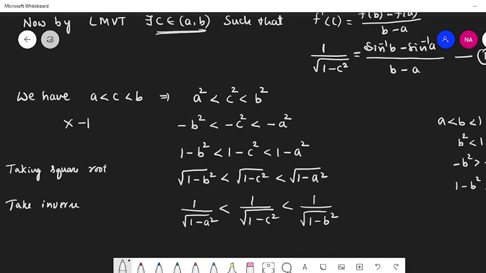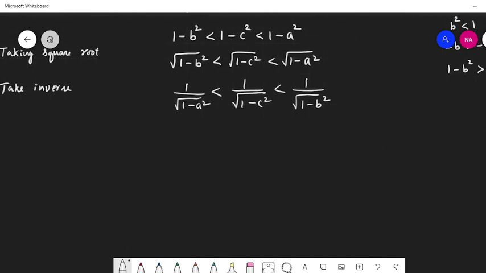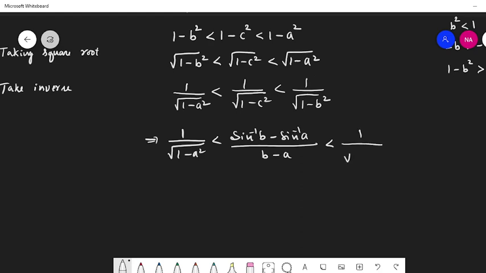But 1 by square root of 1 minus c square is equal to sine inverse b minus sine inverse a by b minus a. Thus, substituting that here, 1 divided by square root of 1 minus a square is less than sine inverse b minus sine inverse a by b minus a, which is less than 1 by square root of 1 minus b square. Now multiply throughout by b minus a.